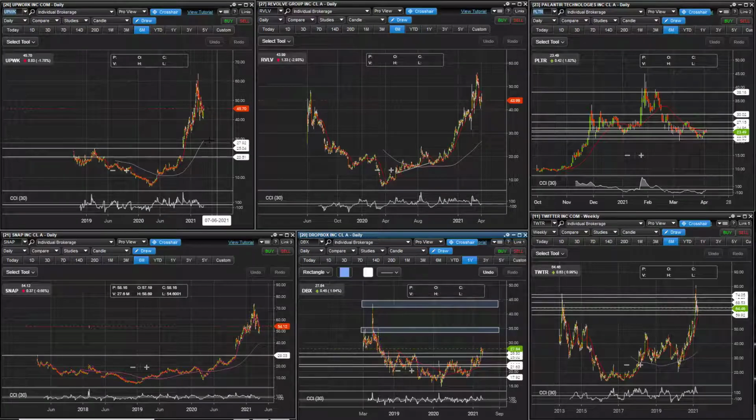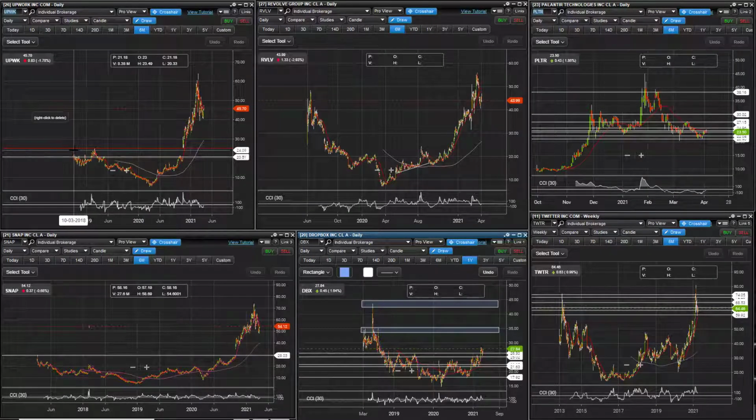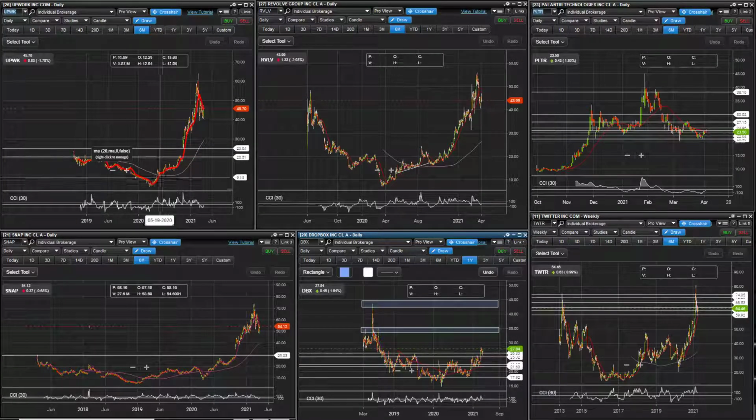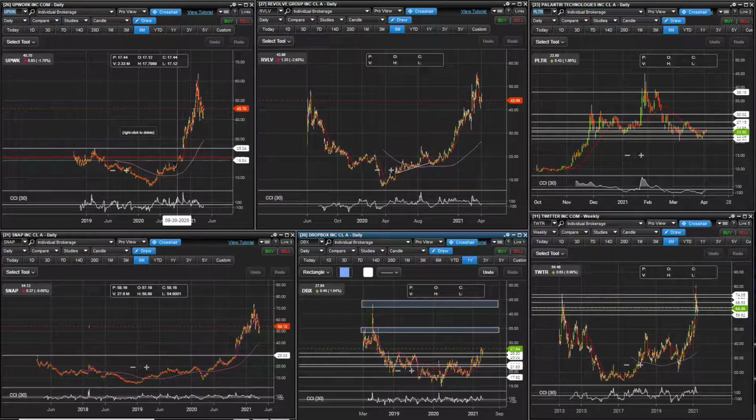So same thing here on Upwork. Not entirely the same, but you get the point. We opened here back in 2018 at 24 bucks. We sell off. 20 MA gets above the 200, starts pointing up. We're clustering. This didn't happen to break below the 200. We just took off from there and hit all-time highs.